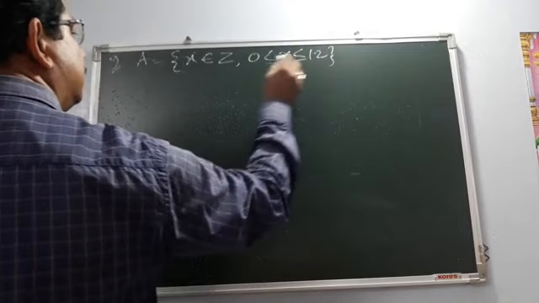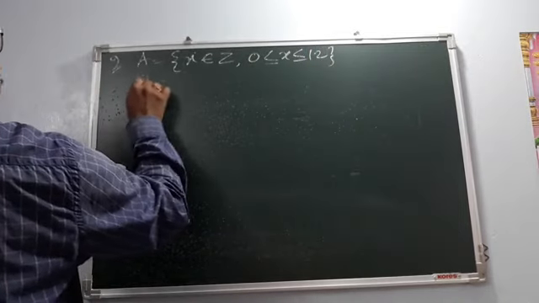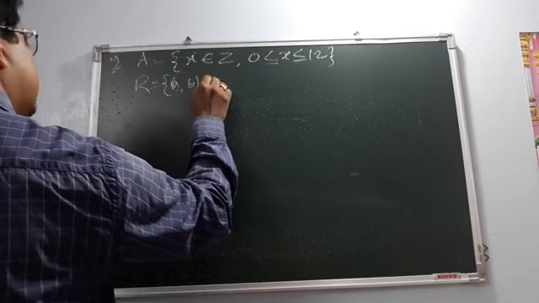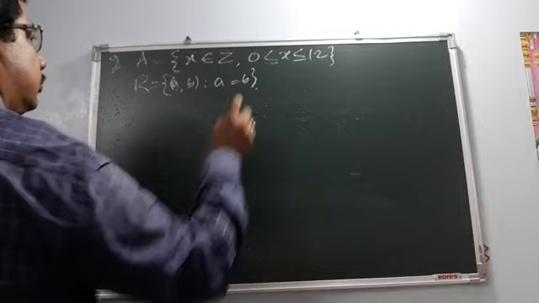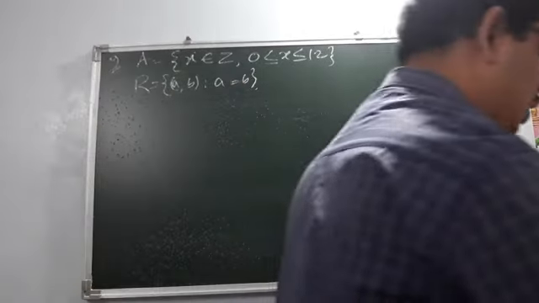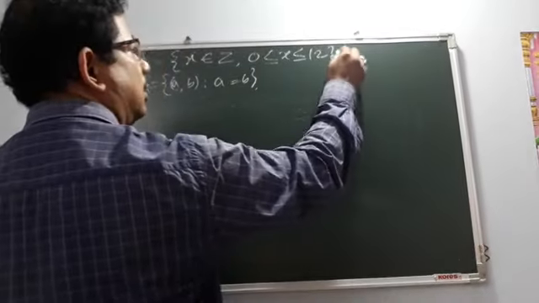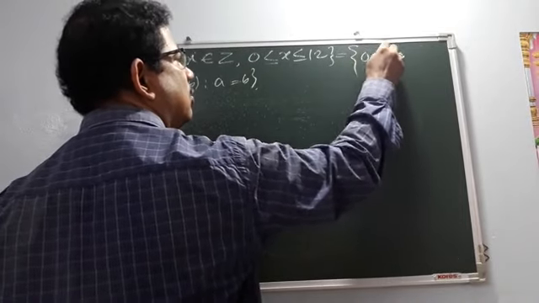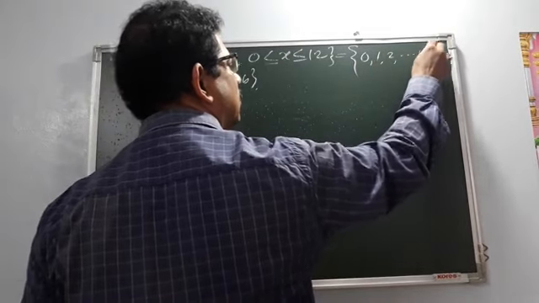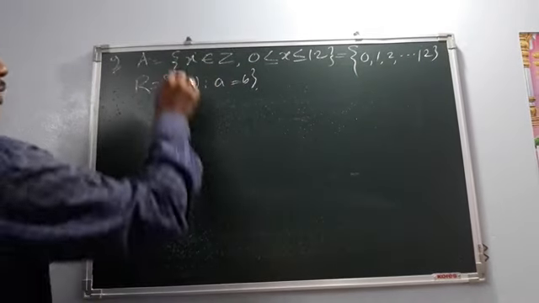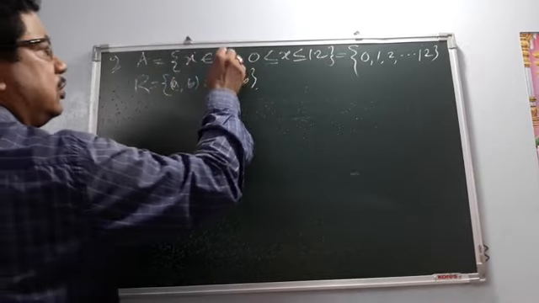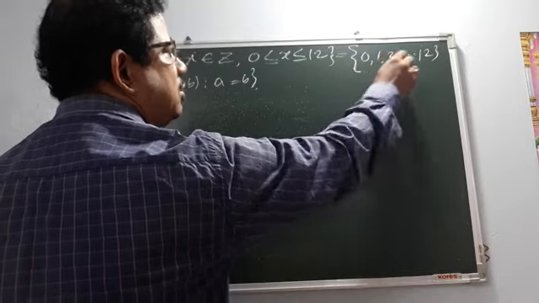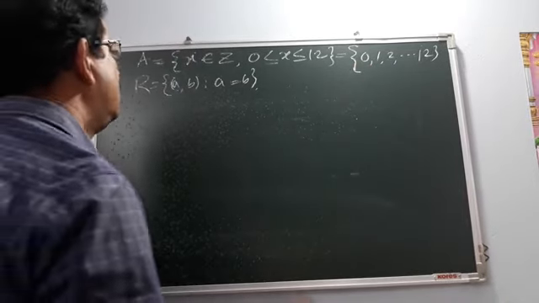It is given, and R is equal to (a, b) such that a equal to b. Now we have to show first that it is an equivalence relation. So this one, if we want to write, it is greater than equal to 0, less than equal to 12: 0, 1, 2, like that up to 12. This is actually A. A is what? x belongs to Z as it is integer from 0 to 12. So actually this means 0, 1, 2, dot, dot, dot, 12.